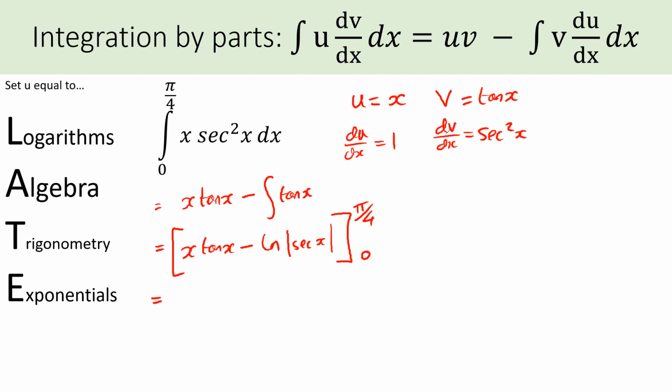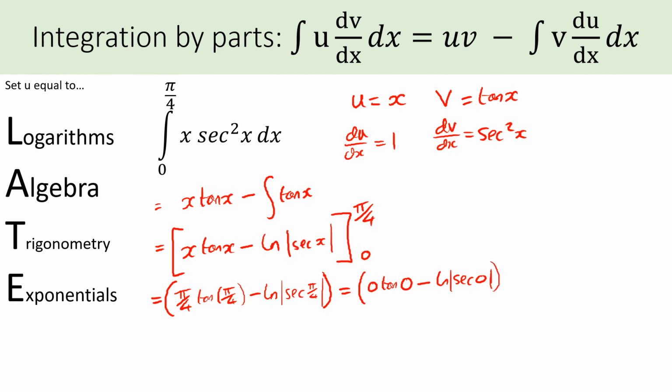Let's do that, and let's try and keep this exact. So we'll sub in pi over 4 first. That will give us pi over 4 times tan of pi over 4. And remember, any trig in an integration question means you're going to be using radians, not degrees. Take away ln of sec of pi over 4. And then we also need to substitute 0 into it as well. So let's do that. That will give us 0 times tan 0 minus ln of sec 0.